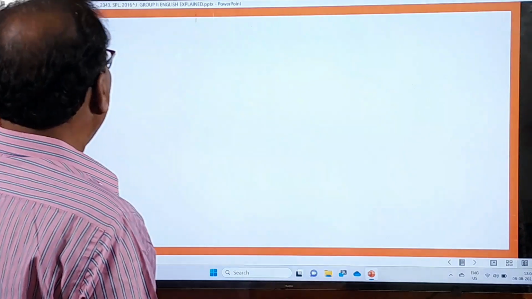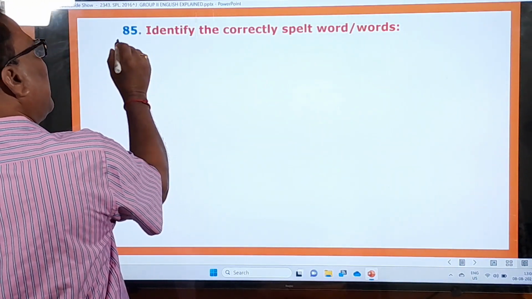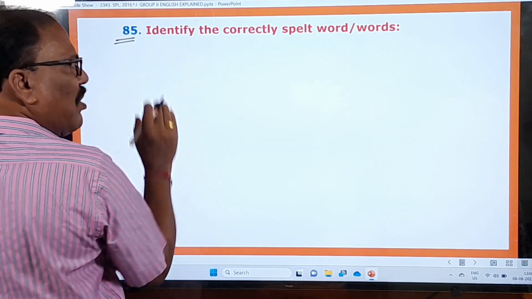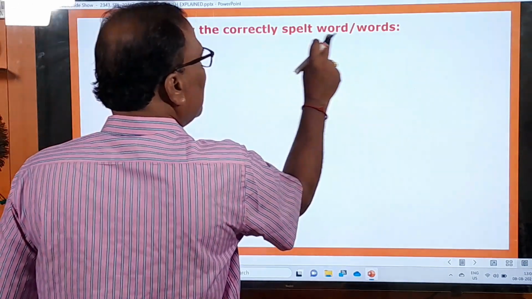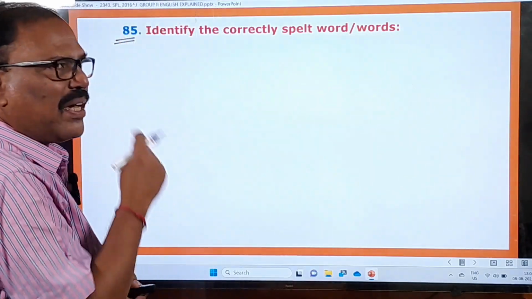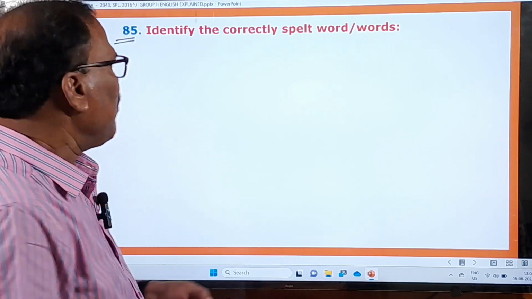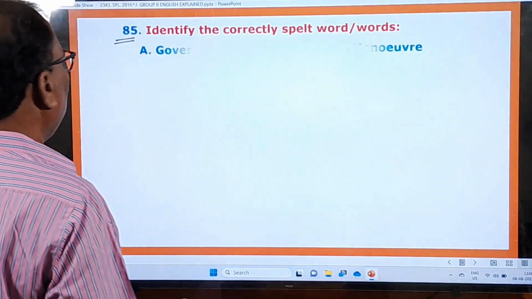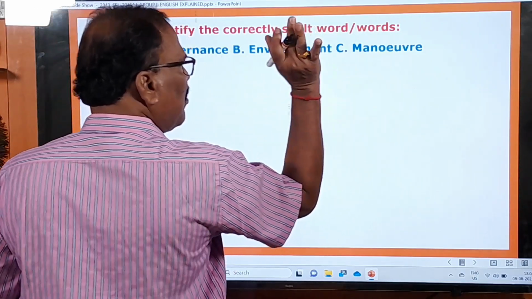Now you look at the questions. So the grammar questions are beginning from the 85th question onwards. Now in this question, identify the correctly spelled word or words. Correctly spelled means the words having correct spelling. Okay, clear. And now what are the words given for you? Governance, environment, maneuver. So these are the words.